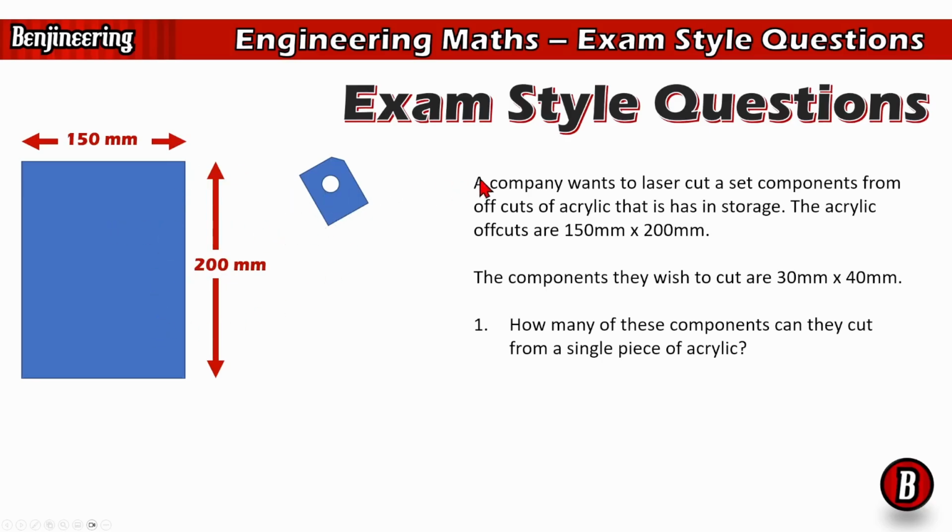So looking at this, a company wants to laser cut a set of components from offcuts of acrylic that it has in storage. The acrylic offcuts are 150 millimeters by 200 millimeters. So that's represented here: 150 millimeters wide and 200 millimeters tall. The components they want to cut out of this are 30 millimeters by 40 millimeters, and here's a little picture. So the question is, how many can they cut from that sheet?